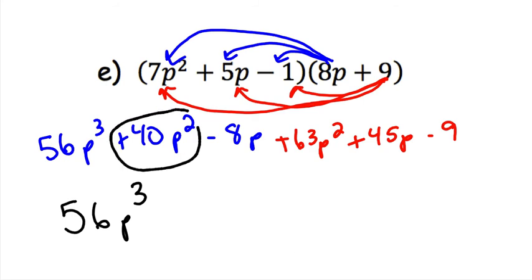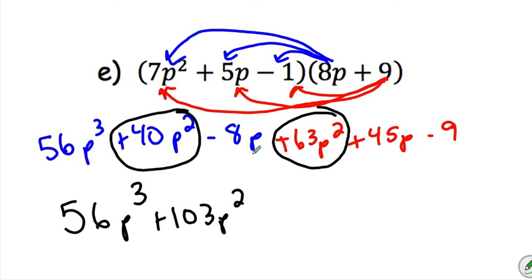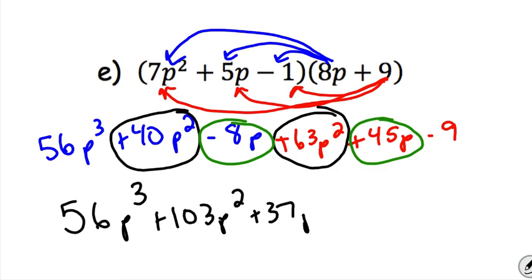All right, now like terms. First of all, bring down the 56p to the third. I have a 40p squared and I have a 63p squared. Add those together, plus 103p squared. Move on to the p terms, negative 8p plus 45p. Okay, so break out your calculator. You do negative 8 plus 45. If you want to use your calculator, just enter those first numbers there. You get, oops, forgot to switch it back. 37, so plus 37p. And then again, we have the minus 9 here, nothing to combine with that.